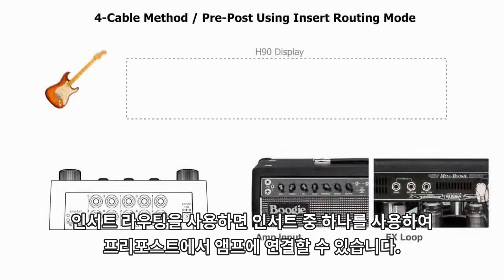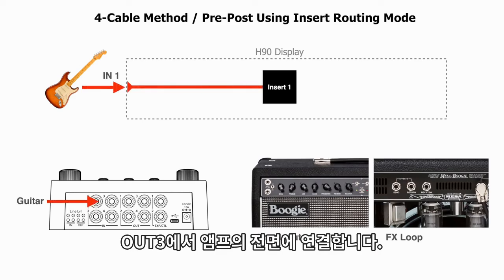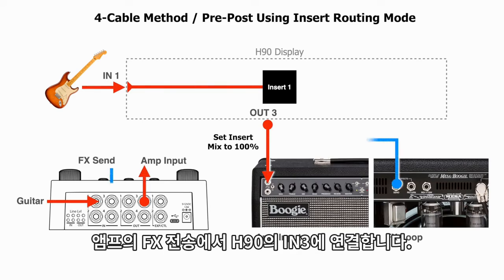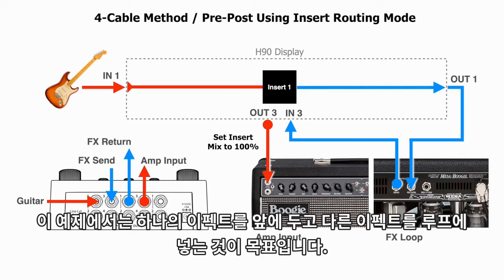Using insert routing, connecting to an amp in pre-post is possible using one of the inserts. Connect the guitar to in 1 of the H90. From out 3, connect to the front of the amp. From the amp's effects send, connect to in 3 on the H90. From out 1 of the H90, connect to the amp's effects return. In this example, the aim is to have one effect in front and another in the loop.